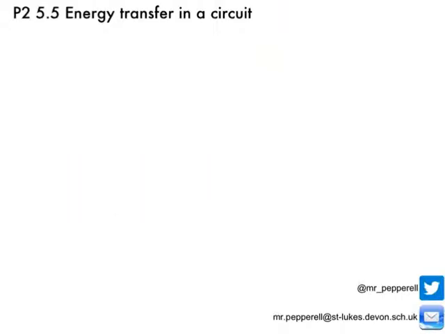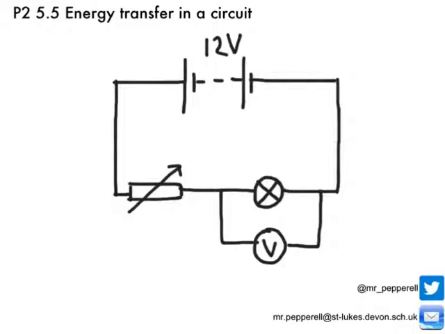So, to wrap up our work on electrical energy and charge, we're going to have a little think about where the energy actually goes in a circuit. So, looking at this circuit here, we can see that we've got a 12 volt battery, more than one cell joined together in series there, connected in series with a bulb and also in series with a variable resistor, and then back to the power supply again.